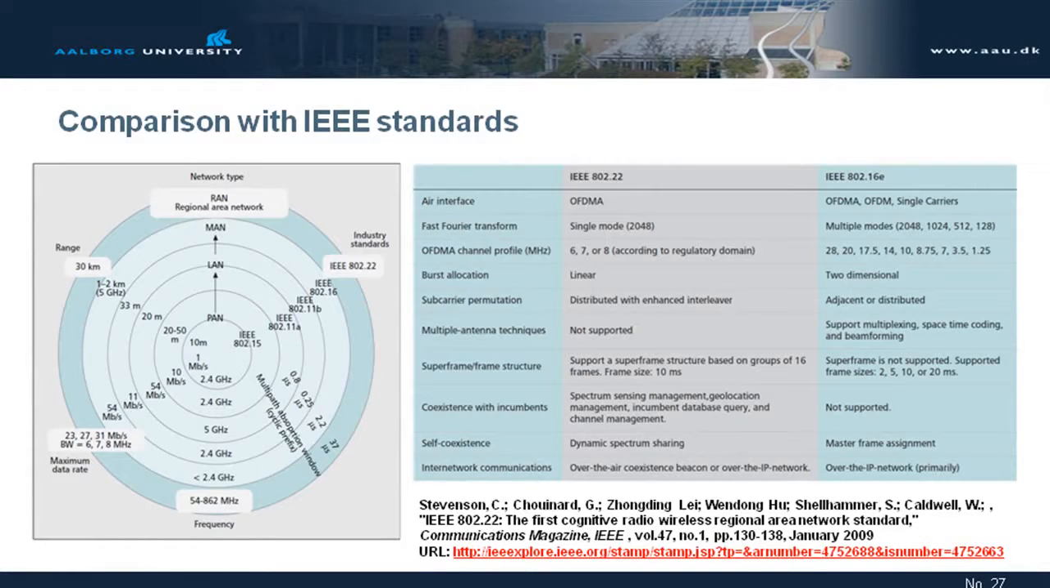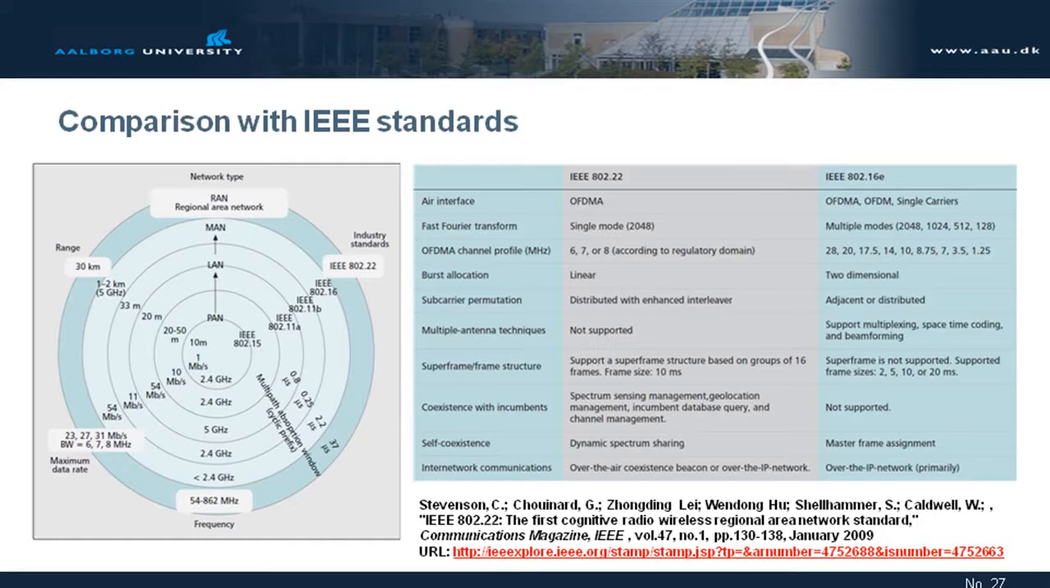This is a very nice paper about the standard in the IEEE Communications Magazine, where they compare the different standards in terms of data rate and in terms of spectrum and capabilities and so on. And if you look here, for example, in this table where you define the air interface, it's really, really similar to WiMAX.